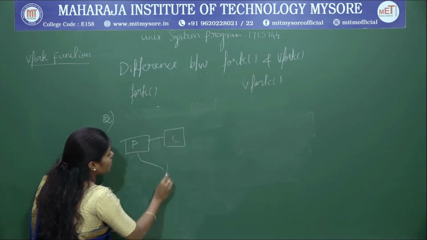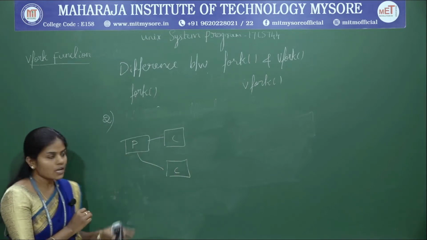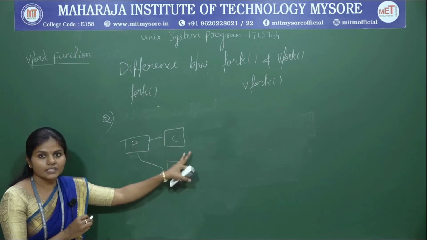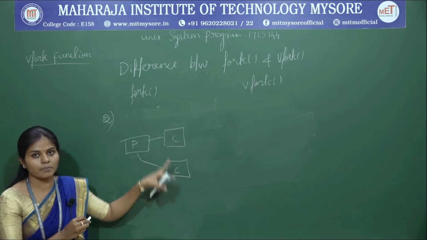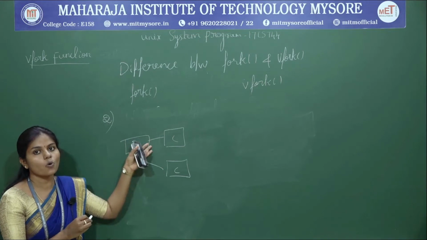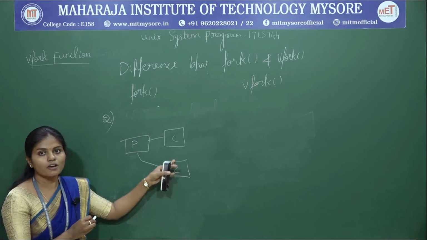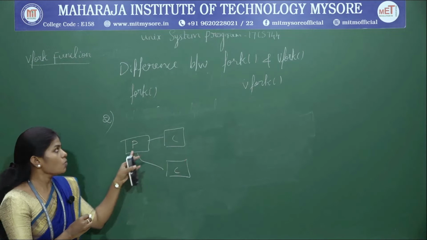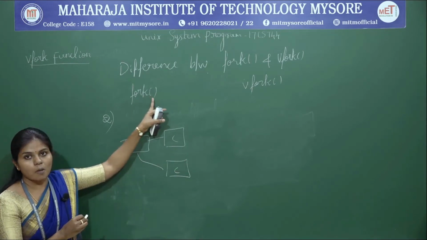It may create many children. Now both the parent and the child are going to work simultaneously. The parent is going to do its own work and the child is going to perform its own work. That is what the fork command is.